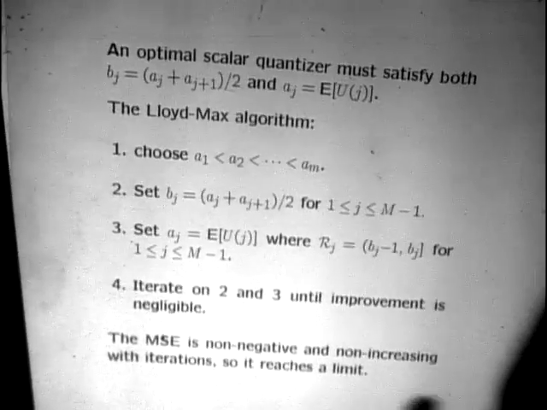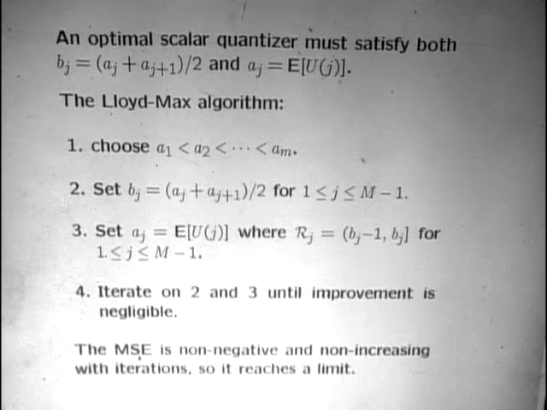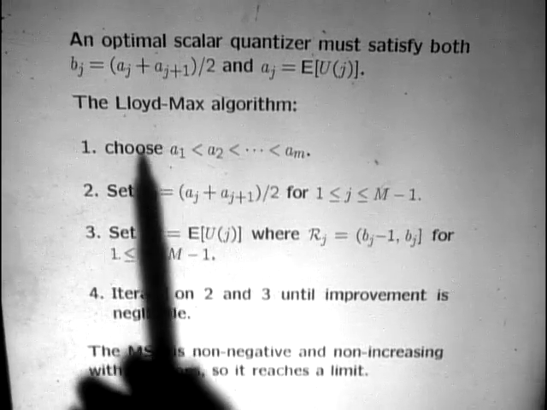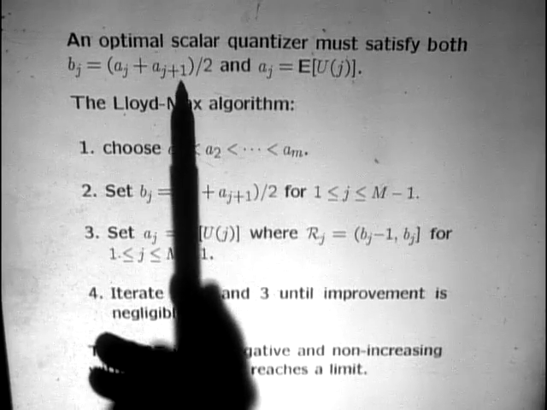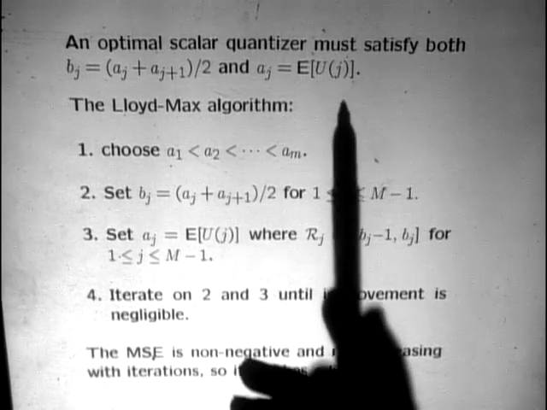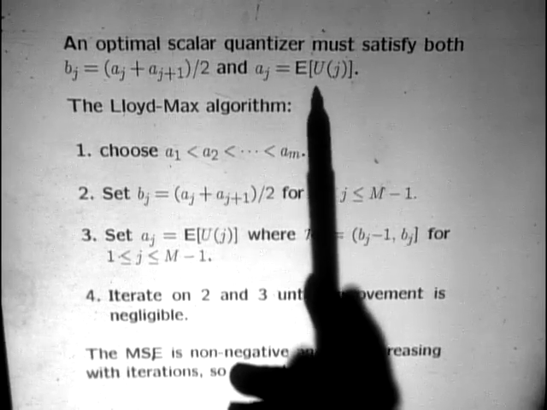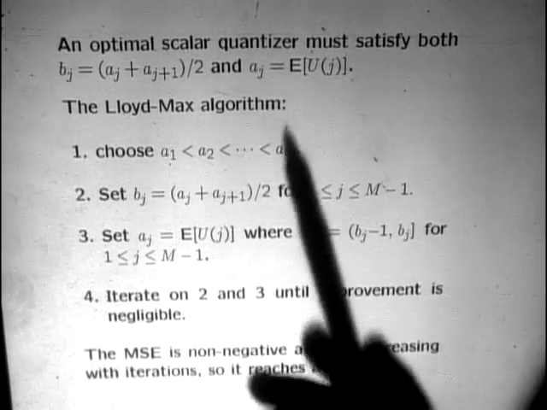Well, how do you put the two problems together? You can put it together in two ways. One of them is to say, okay, clearly an optimal scalar quantizer has to satisfy both of these conditions. Namely, the endpoints of the regions have to be the midpoints of the representation points, and the representation points have to be the conditional means of the points within a region that you start with.